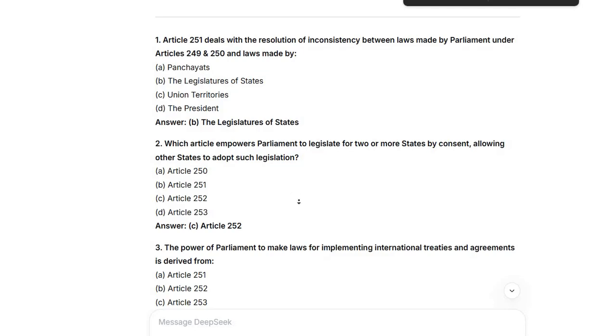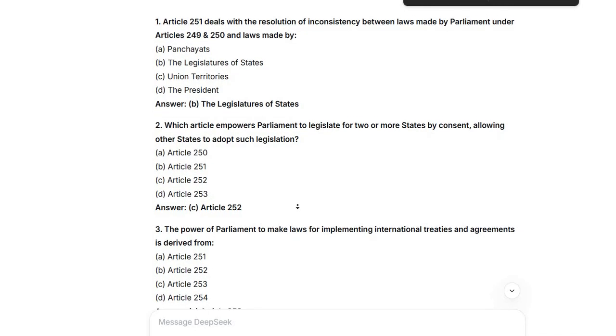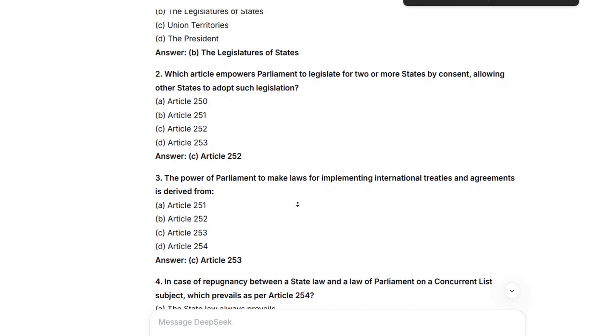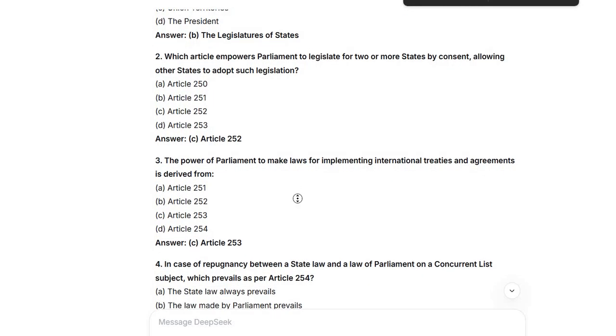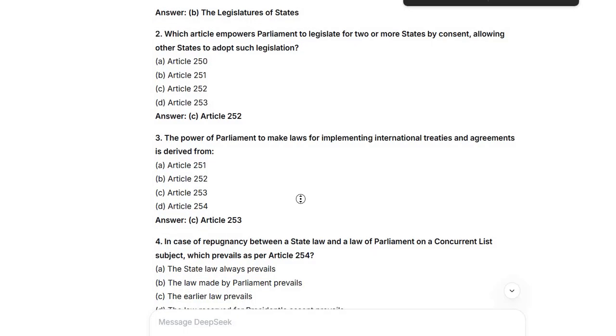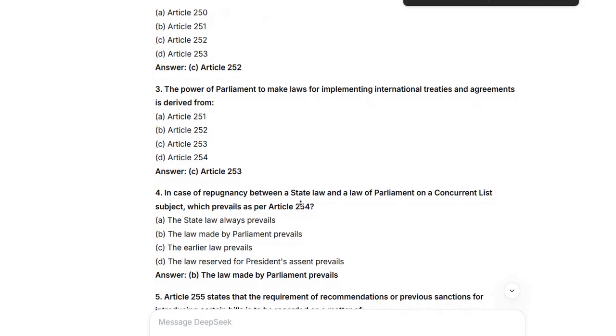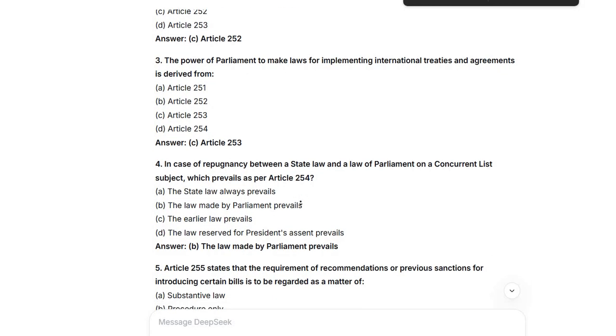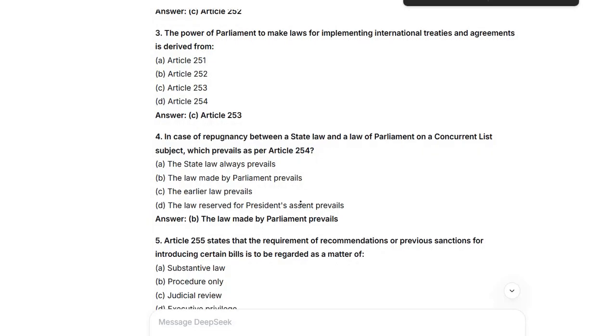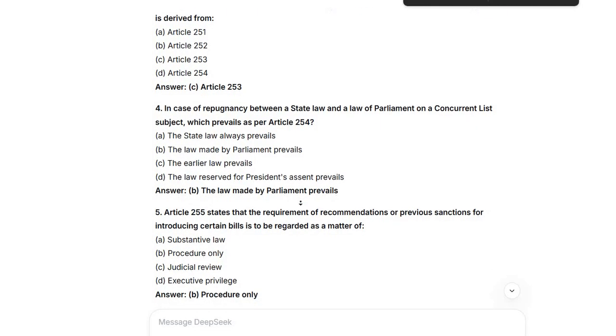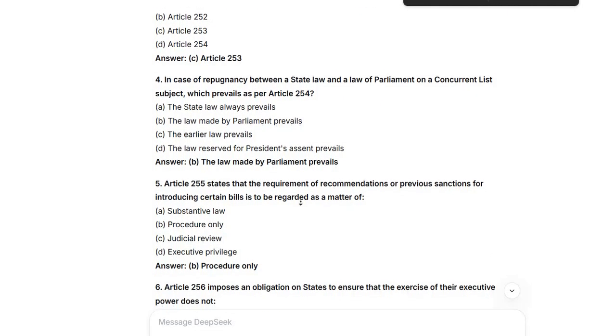from, answer, Article 253. 4, in case of repugnancy between a state law and a law of Parliament on a concurrent list subject, which prevails as per Article 254? Answer, the law made by Parliament prevails. 5, Article 255 states that the requirement of recommendations or previous sanctions for introducing certain bills is to be regarded as a matter of procedure only.